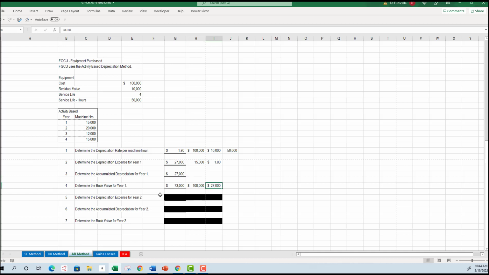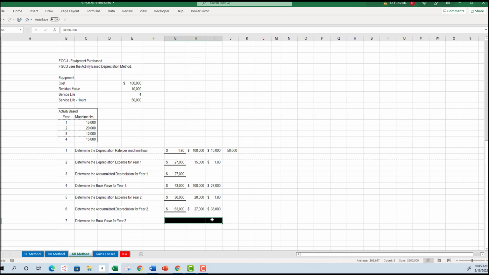In year 2, the depreciation expense is $36,000 because we multiplied 20,000 hours by $1.80. The accumulated depreciation in year 2 now is $63,000. That equals the $36,000 depreciation for the current year plus the prior balance in accumulated depreciation of $27,000.